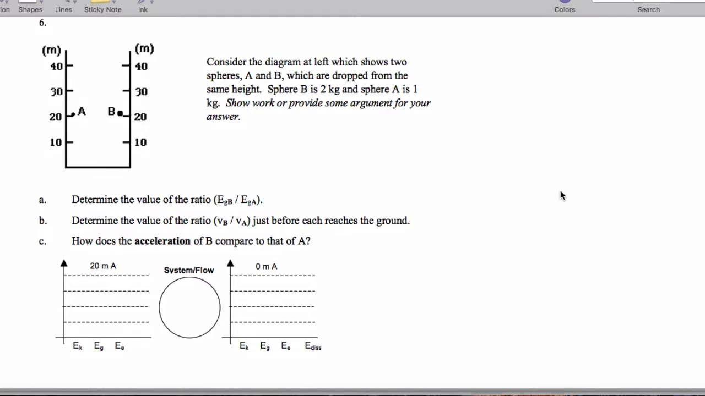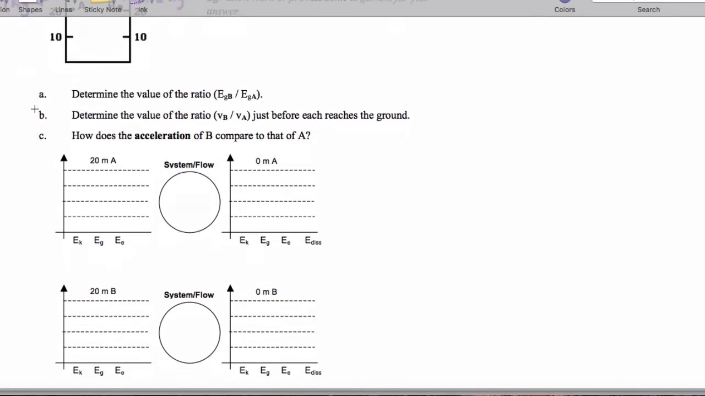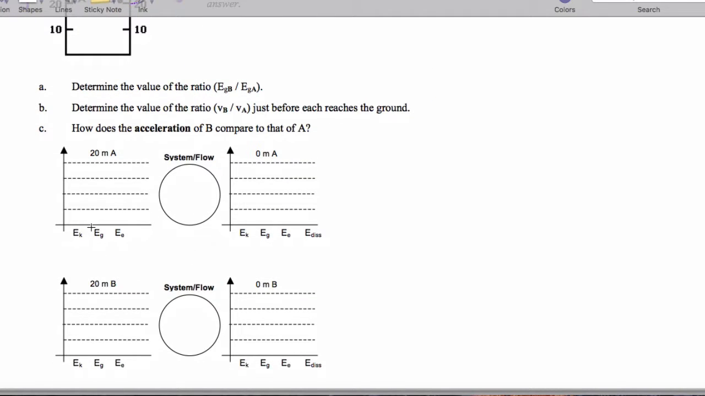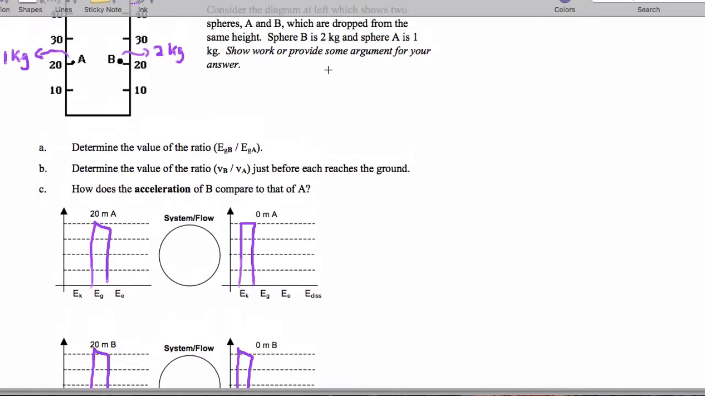All right, now here we've got the same mass. No, we have different masses. Sphere B is 2 kilograms. Scary. And sphere A is 1 kilogram. And again, we can do the same thing with these bar charts. Nice. So again, no need to make it dramatic. Let's just keep it simple.